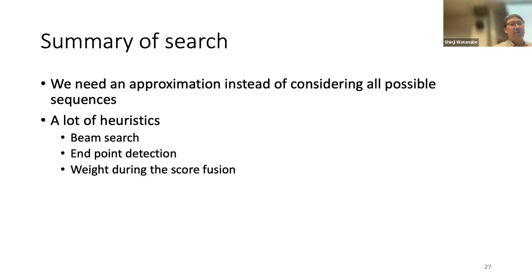Okay, so that's a summary of the beam search. As I explained, there are a lot of approximations to avoid enumerating all possible sequences. Beam search is one heuristic. Endpoint detection is another heuristic. And the weight during the score fusion is also a heuristic. There are many others if we consider more efficient, advanced beam search. So that's the beam search part. Any questions?